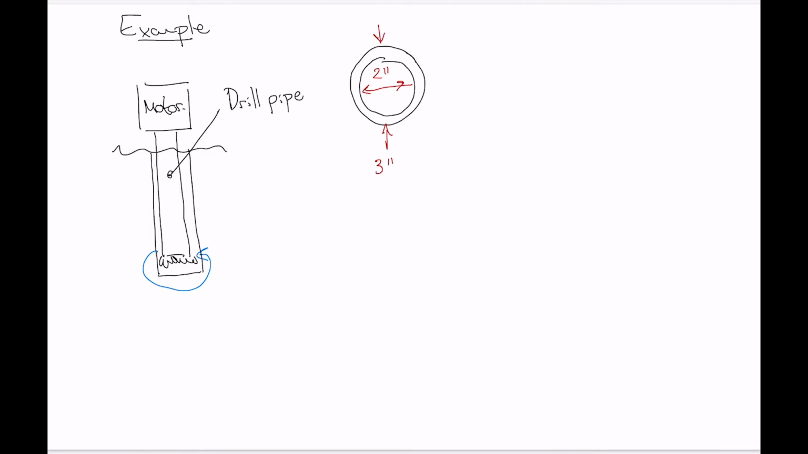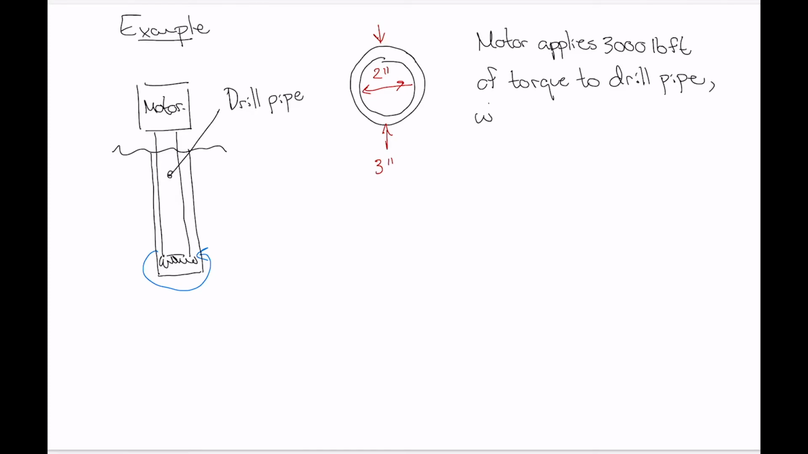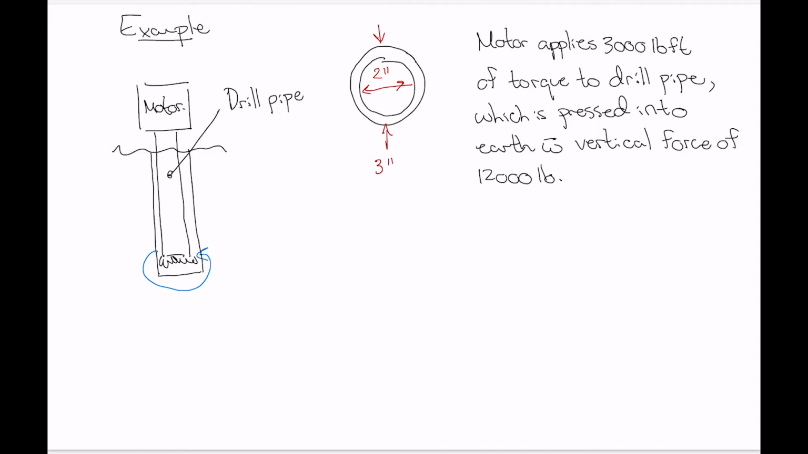Okay. Let's get a problem statement here. The motor applies 3,000 foot-pounds of torque to the drill pipe, which is pressed into the earth with a vertical force of 12,000 pounds. And we'll say what we want to do is choose a suitable material for that drill pipe for a safety factor of 2.